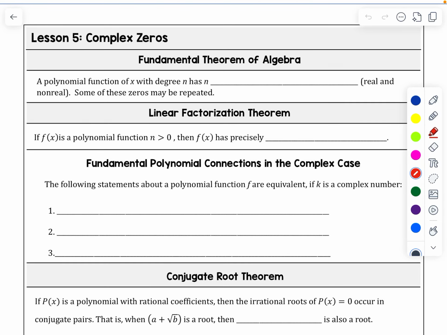Hey everybody, welcome to lesson 5 of unit 2, complex zeros. Let's go ahead and get started.